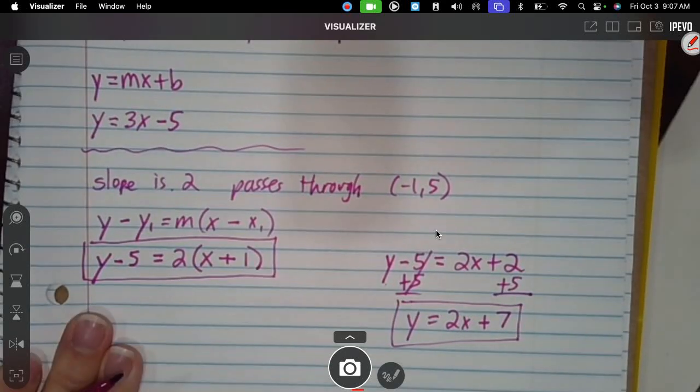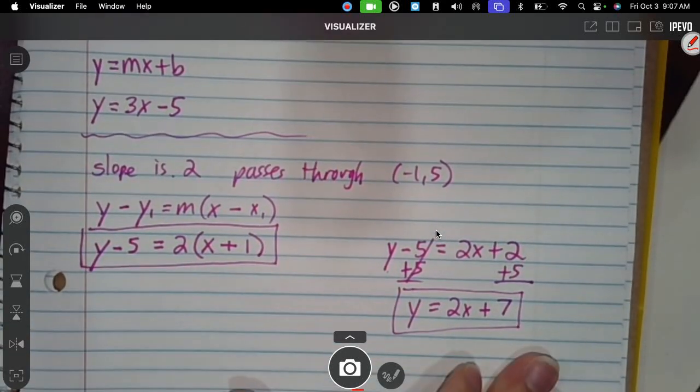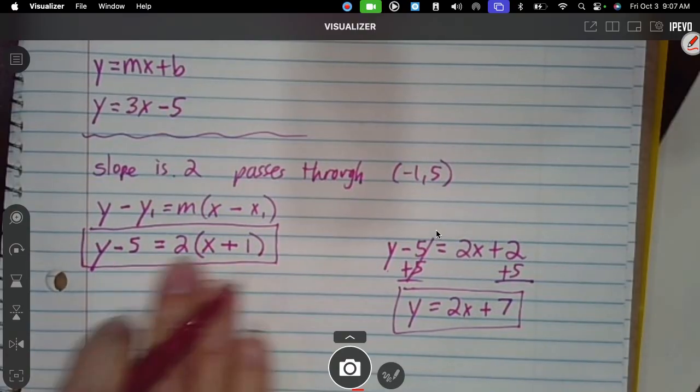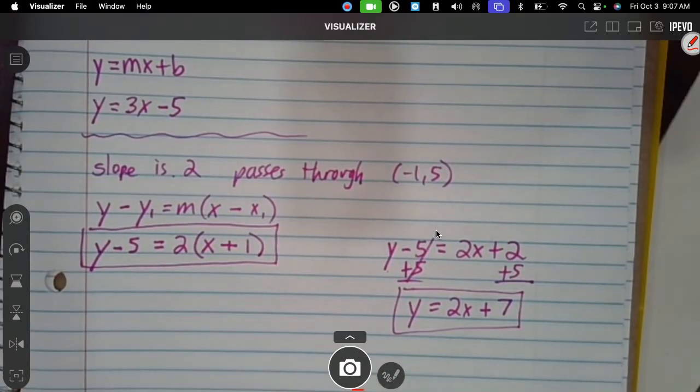Yes. So this is point slope form. This is slope intercept form. You might can leave it like this, or you might have to rearrange it. Okay. So let's do another one.